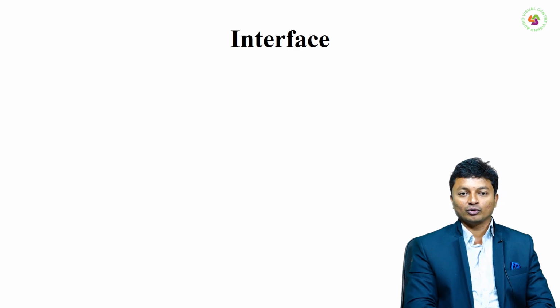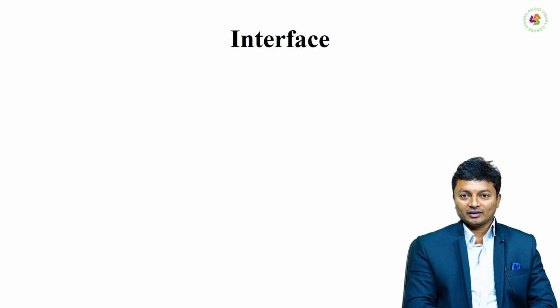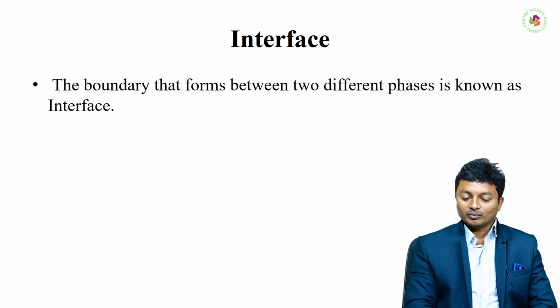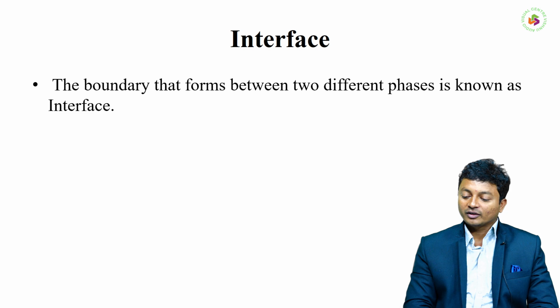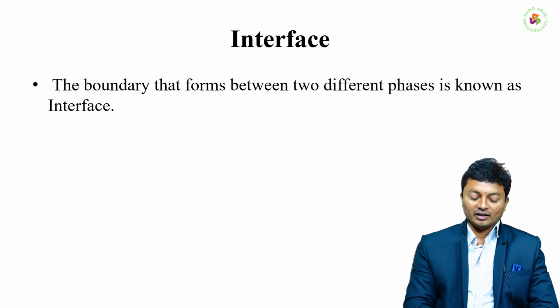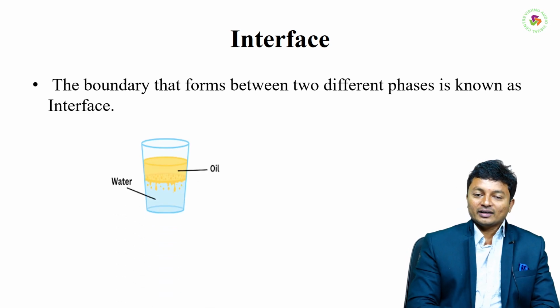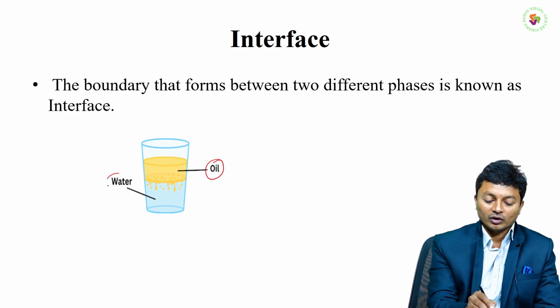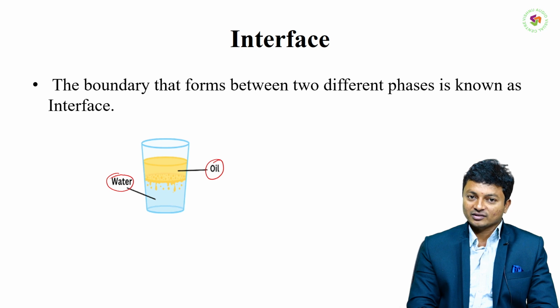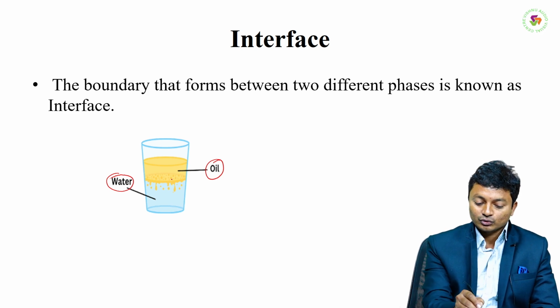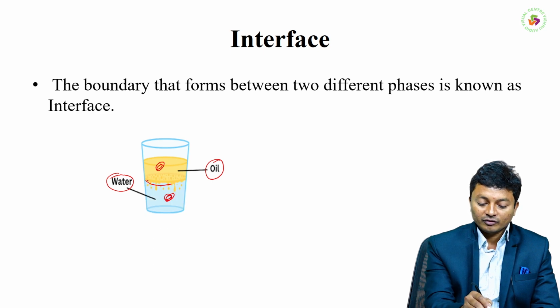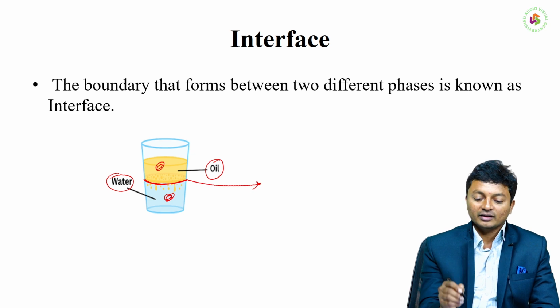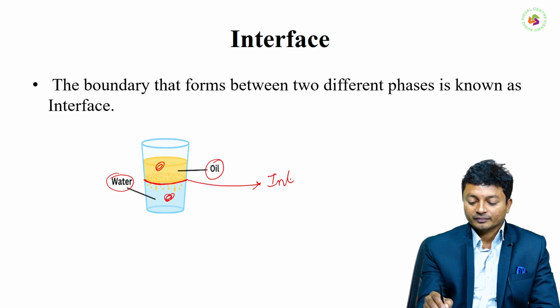Now we'll discuss the interface. The interface is the boundary that forms between two different phases. To understand this, let us take oil and water as two different substances. When we try to mix these two substances in a beaker, we will find a boundary-like structure, and this boundary is known as the interface.